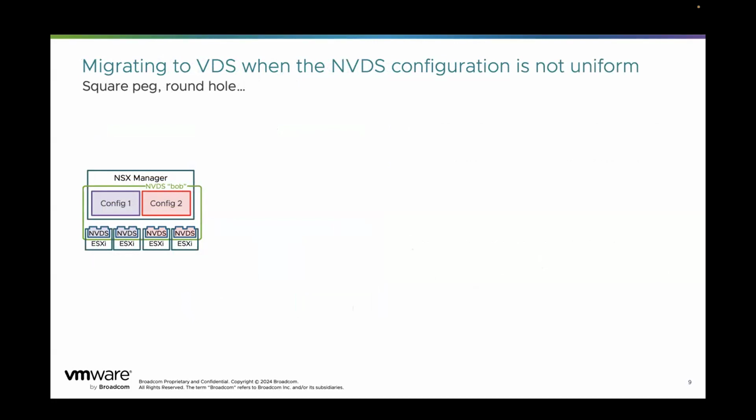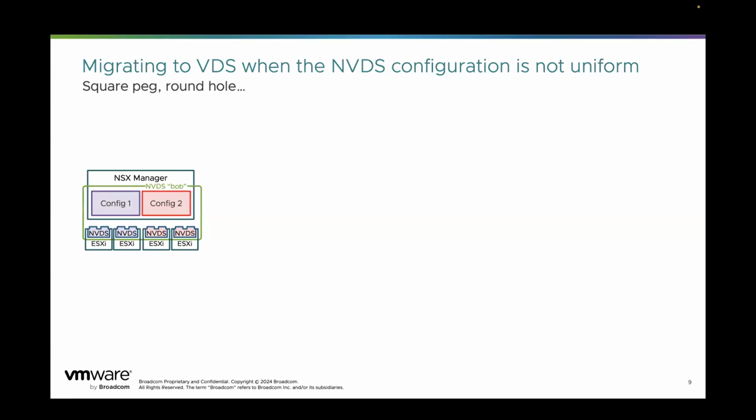So for example, here, suppose I have those two configurations that are applied to two sets of two ESXi hosts. And let's say this is the same NVDS Bob in theory. I want to convert this NVDS Bob into a VDS. How can I do that knowing that the VDS can only have one configuration for all the ESXi hosts?